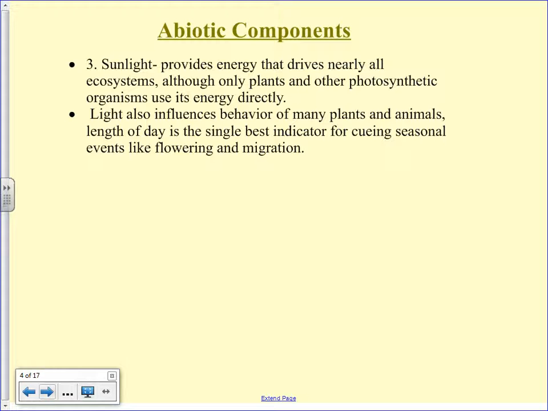Sunlight. Got to have that. Plants need it. They can't carry out photosynthesis without it. And it is the source of energy for all living things. Even though we are not photosynthetic, we still depend on sunlight for energy, because we either eat plants or we eat the organisms that ate the plants. As a result, we are indirectly consuming solar energy when we eat.